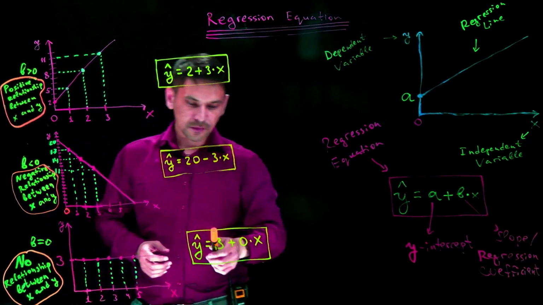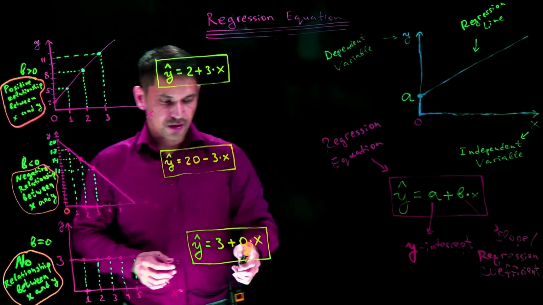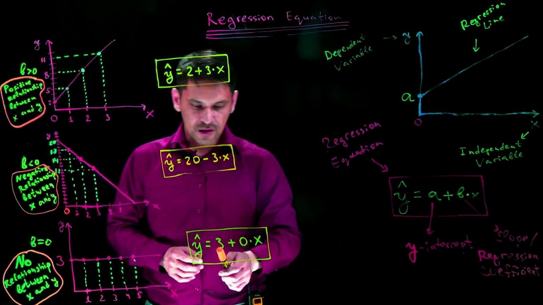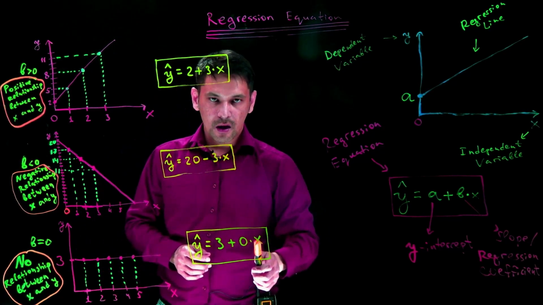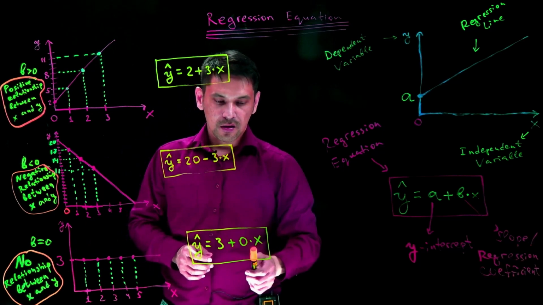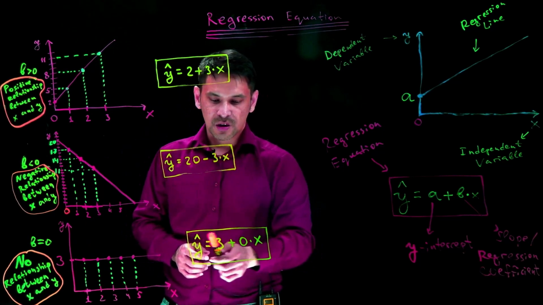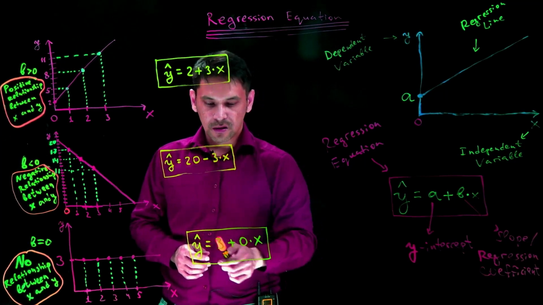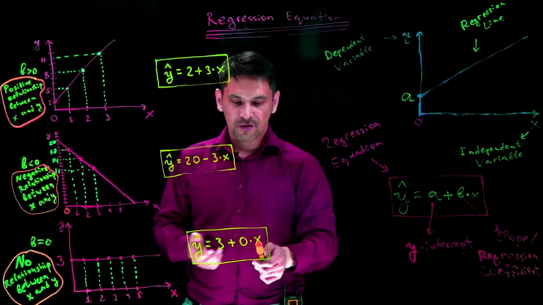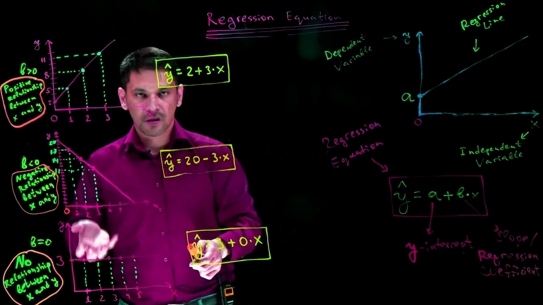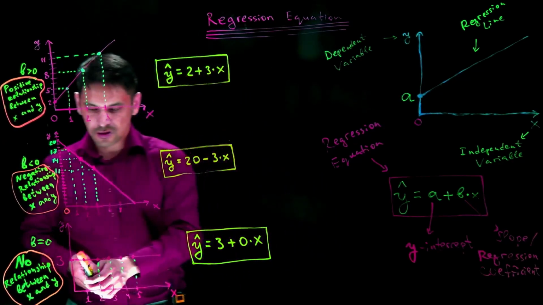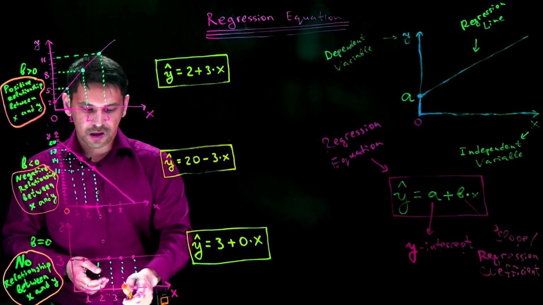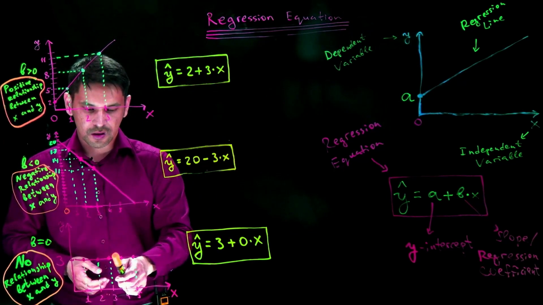Let's say that the equation is 3 plus 0 times x. It means the variable y is always going to equal 3, no matter what value the variable x is going to take on. So if x is equal to 1, y is equal to 3. If x is equal to, let's say, 2, then y is still equal to 3. If x is equal to, let's say, 5, the variable y is still going to equal 3. So you can see it here in this graph. Each time x increases by 1 unit, y doesn't change. It's constant.